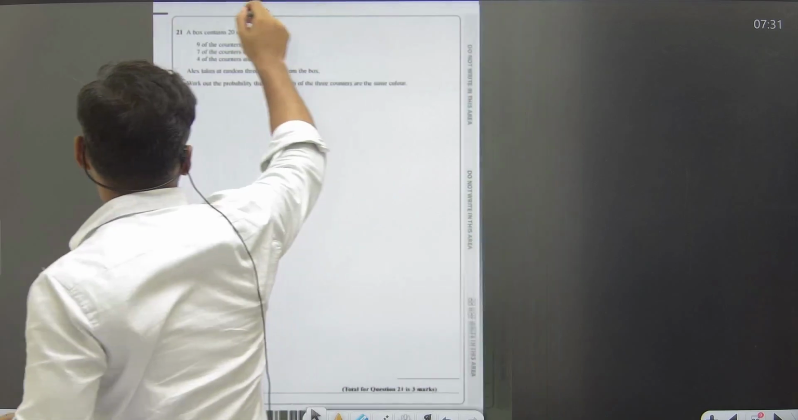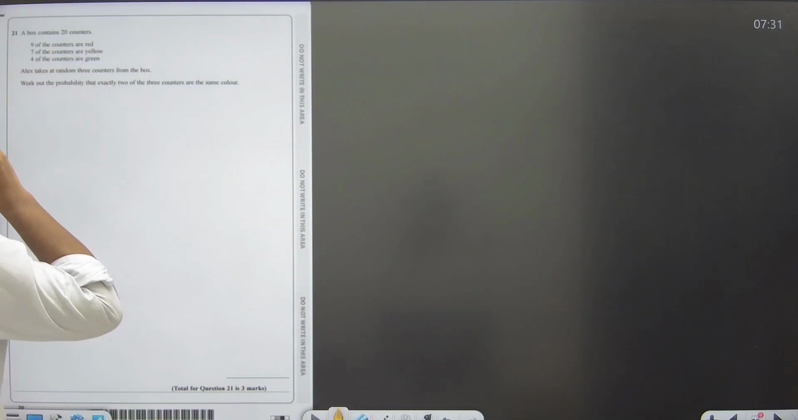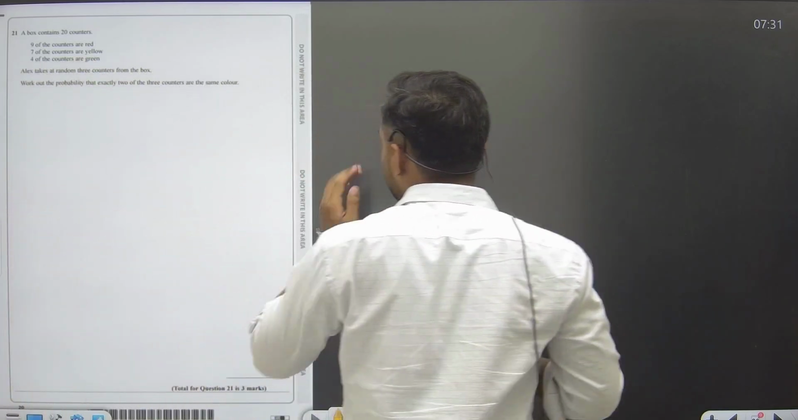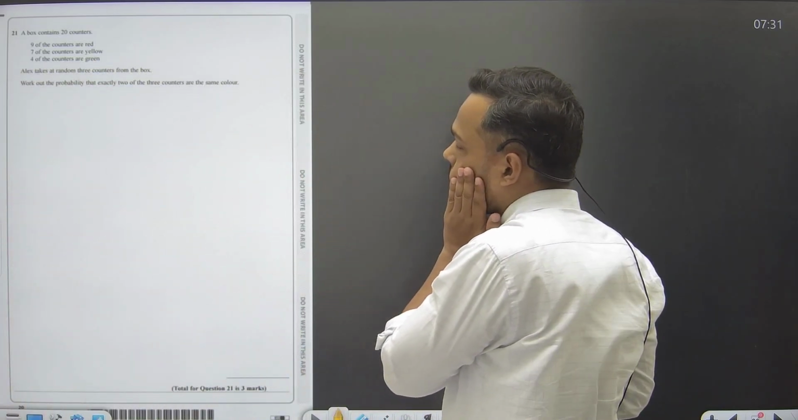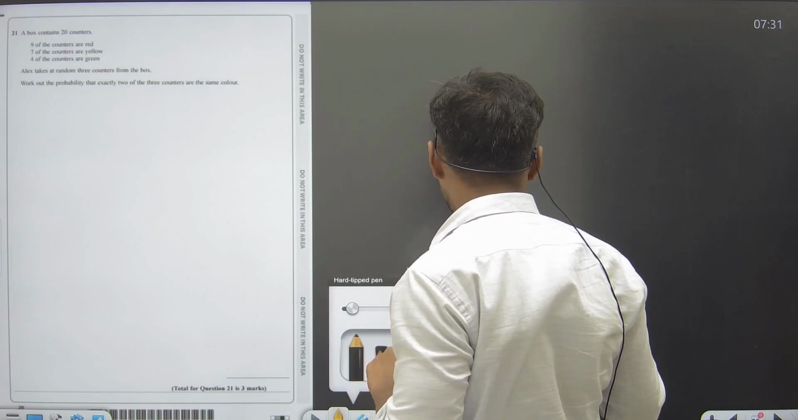A box contains 20 counters. 9 of the counters are red, 7 of the counters are yellow, 4 of the counters are green. Alex takes at random 3 counters from the box. Work out the probability that exactly 2 of the 3 counters are of the same color.